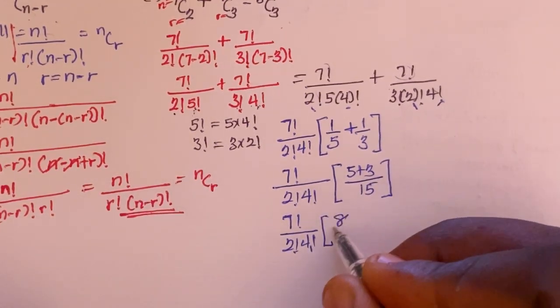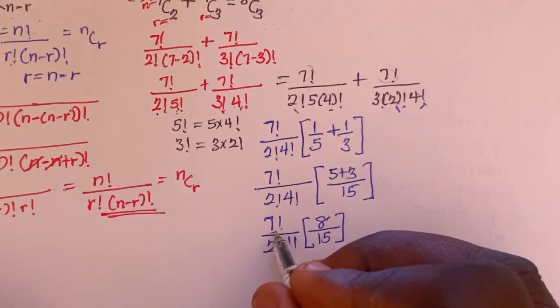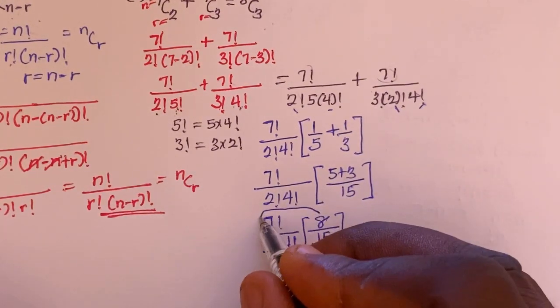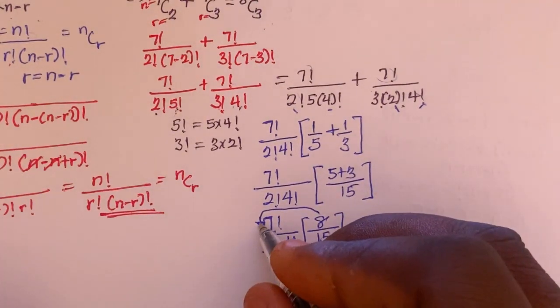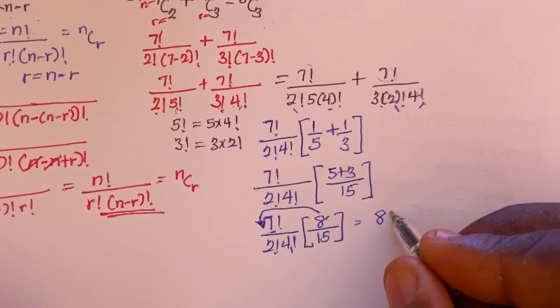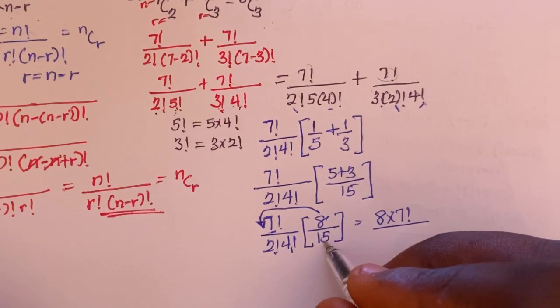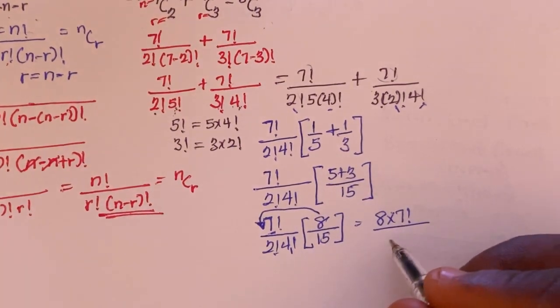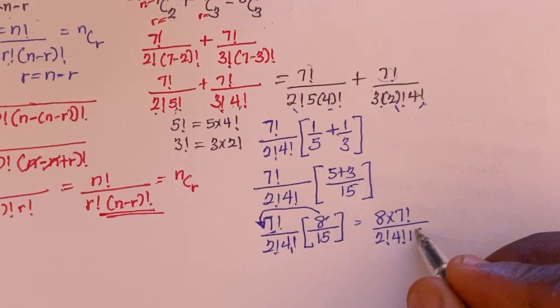This is actually 8 divided by 15. So here I can just simply have 8 is actually greater than 7. I can just bring it to this side, right? I can bring this guy to this side. So bringing this side to this side, I'm going to have 8 multiplied by 7 factorial divided by here I'm having 15. This is going to be 2 factorial, 4 factorial, and also 15.